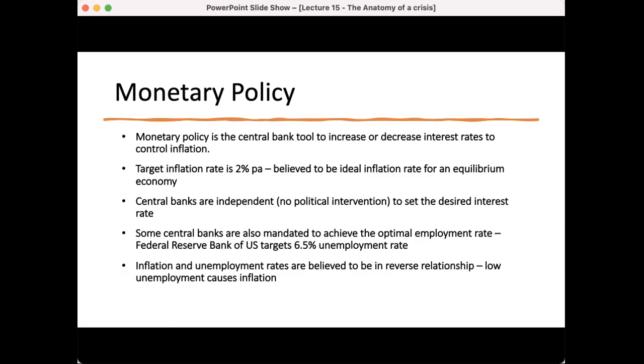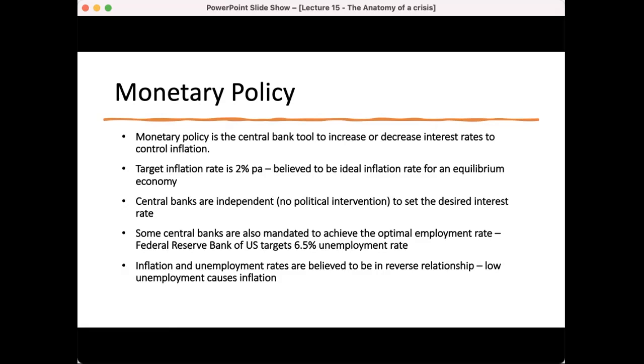Now, if you can be mindful of it, go back and have a look at any country and see what its successes have been like over the last 40 years at maintaining a 2% inflation rate. Central banks are independent to set the desired interest rate. It's purely and simply an economic function or financial function.